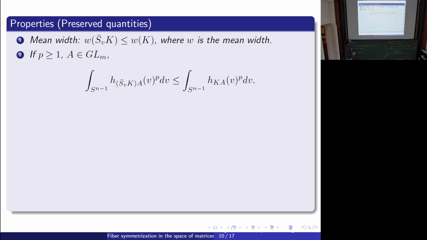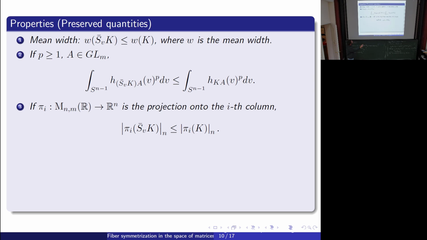Yeah, so in general, if you put this integral p equal to 1, you get the mean width. The p norm of the support function is also preserved. It's also diminished. Here there's a typo, because v is n times m dimensions. It's an integral in m times m dimensions. Okay.